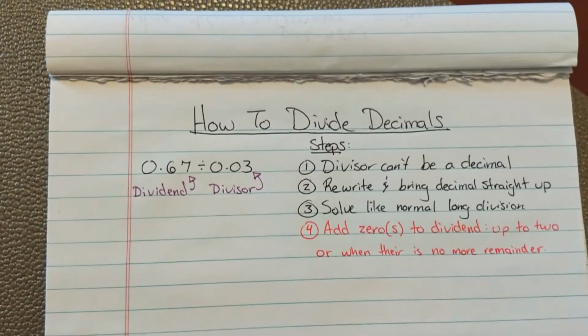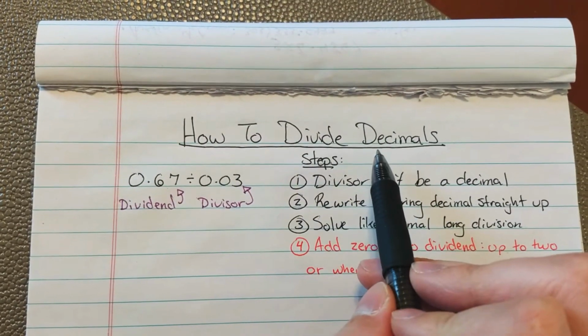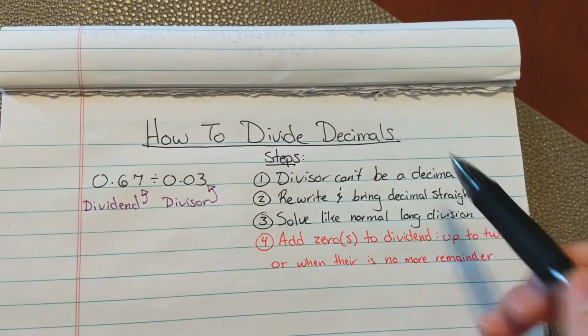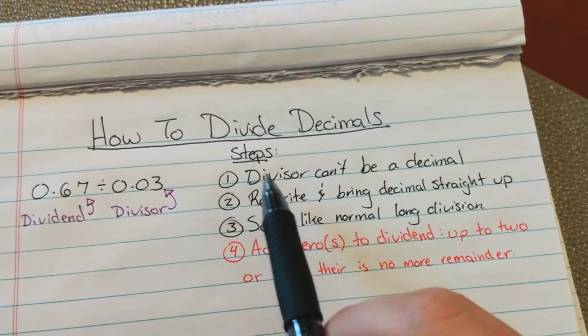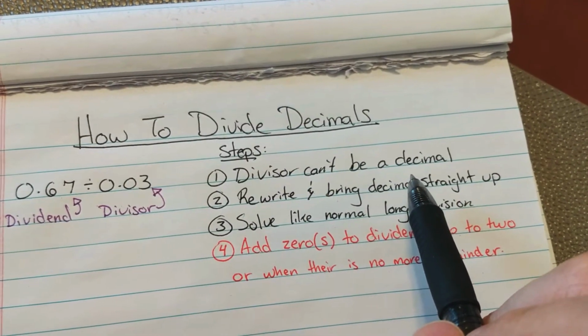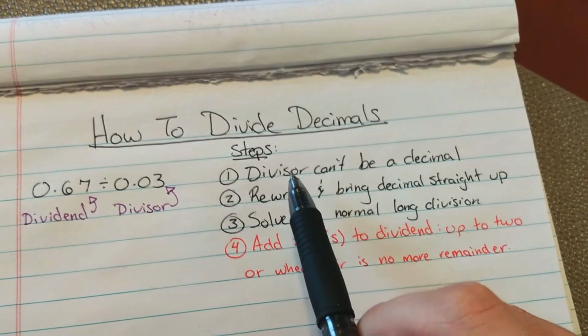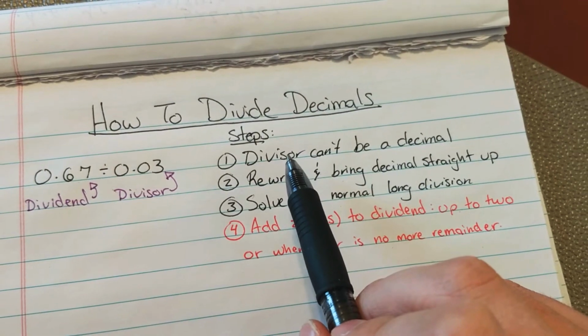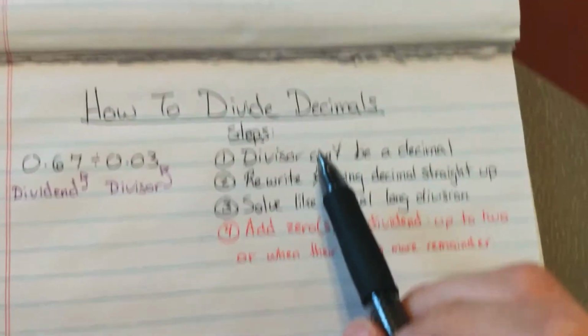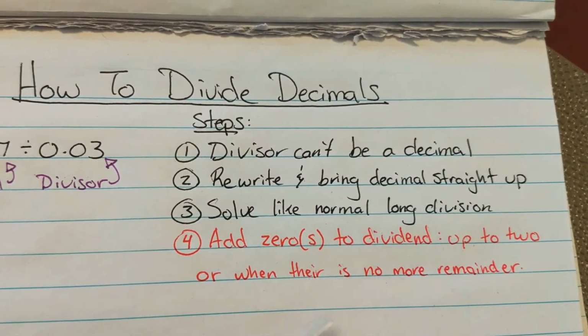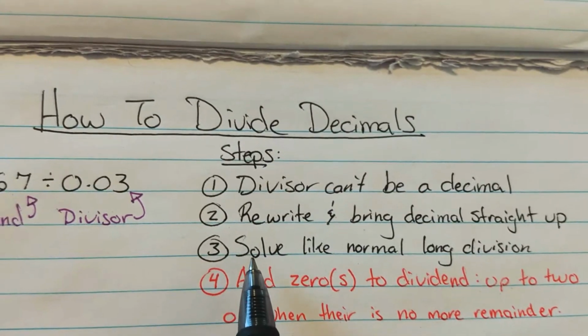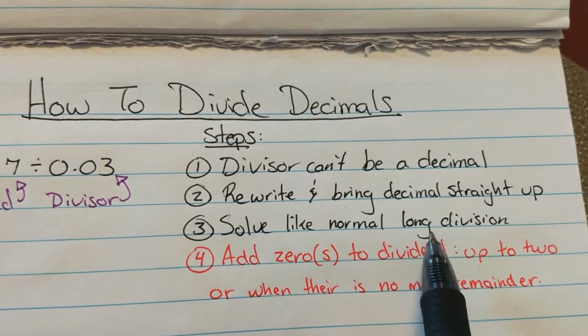Today we're going to be looking at how to divide decimals. I'm going to go over my steps first, and then we're going to jump right into our problem. So step number one is the divisor can't be a decimal. If my divisor is a decimal, I actually have to do something to that number so it becomes a whole number. Number two, rewrite and bring decimal straight up. Number three, solve like normal long division.